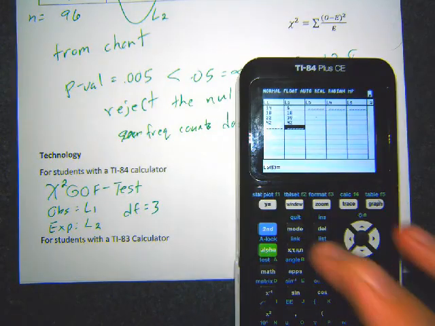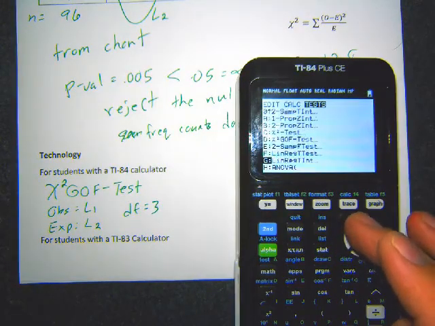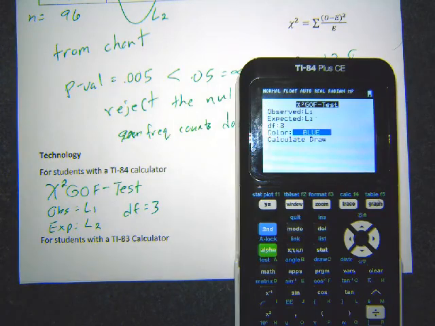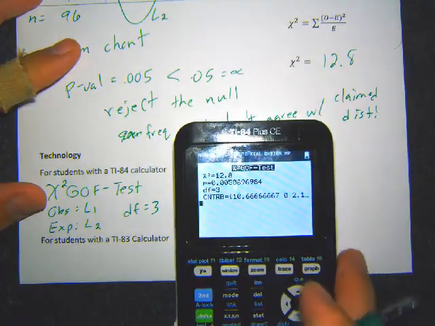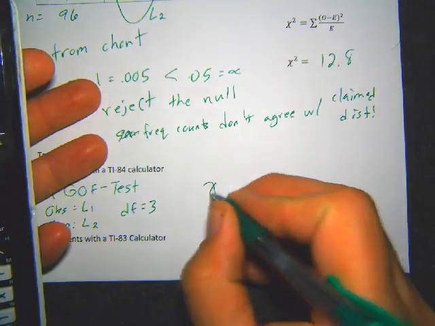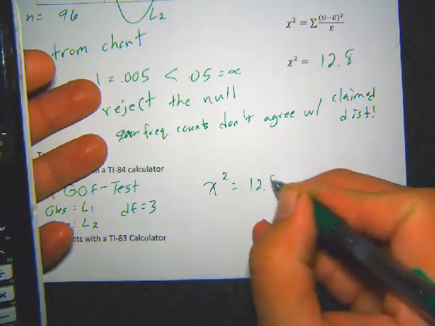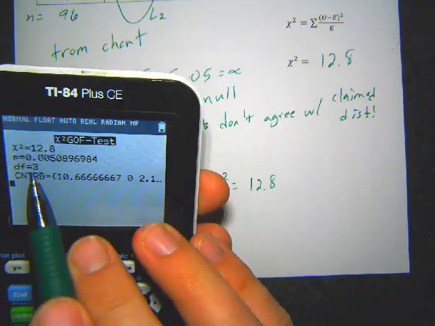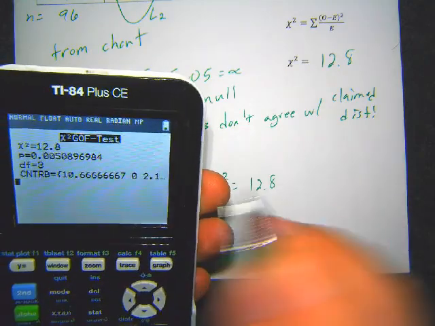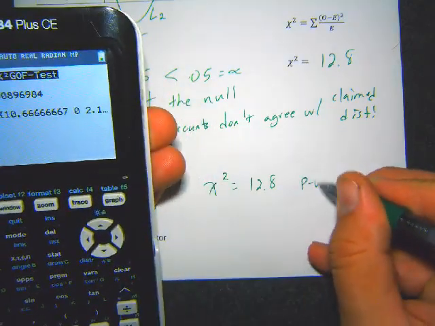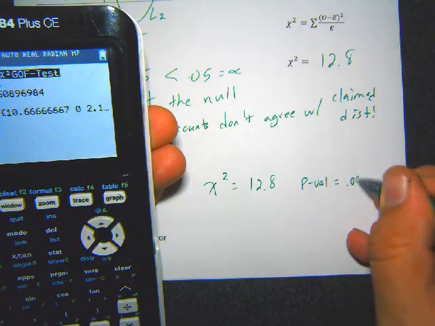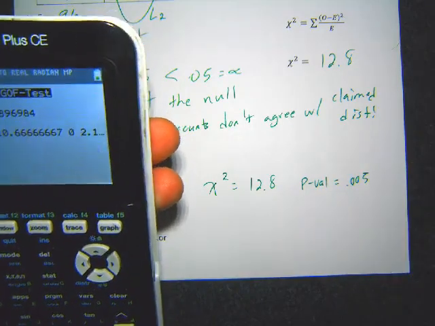Now I can go ahead, stats, tests, do that chi-squared goodness of fit test, and now it should work out for me. So from that I got the chi-squared score, which is 12.8. So we did good, we got it right. The chi-squared is 12.8. And then the p-value, which is 0.005. If you want to round specifically, but I think I'm okay with saying the p-value is 0.005. That's close enough for me.